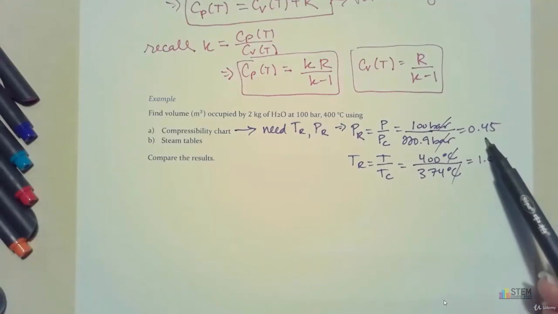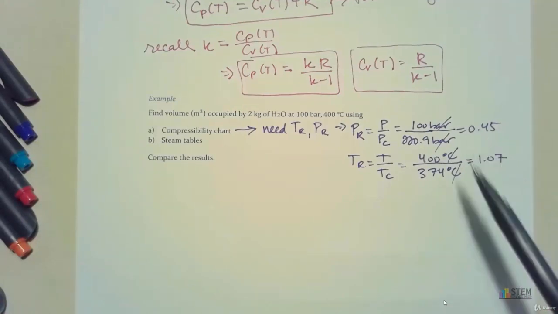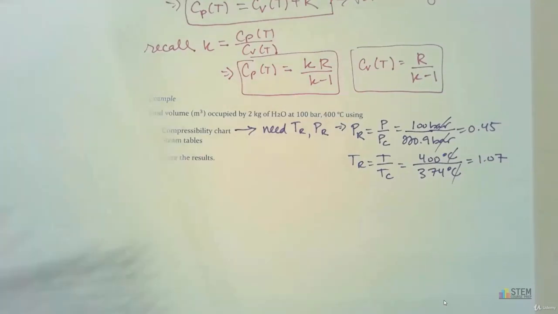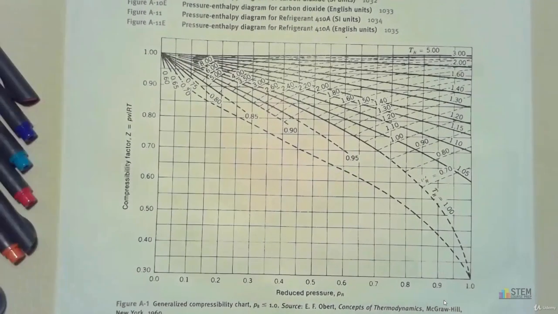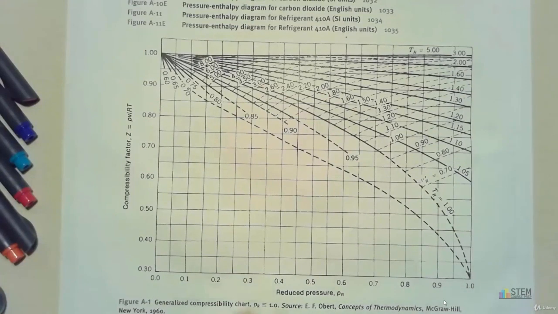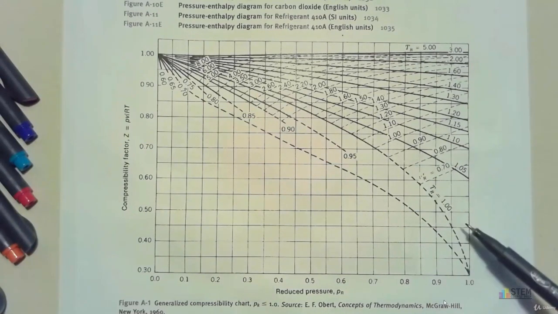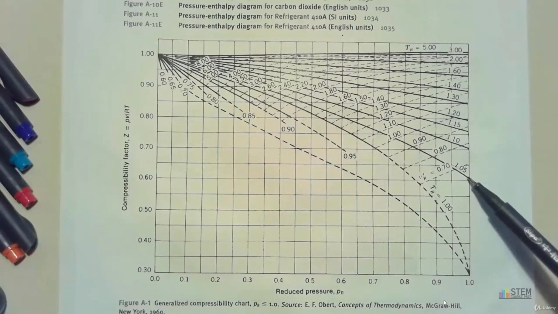Now, our pressure is low, it's 0.45. We're going to use that figure A1 to figure out what Z should be. And if we look at A1, that's what it looks like. This is the chart where our reduced pressure can go from 0 to 1. Our reduced pressure is 0.45 and TR is 1.07. We are going to approximate TR to be 1.05 because 1.05 is right here, so we have that data point. It's the closest thing we'll get.